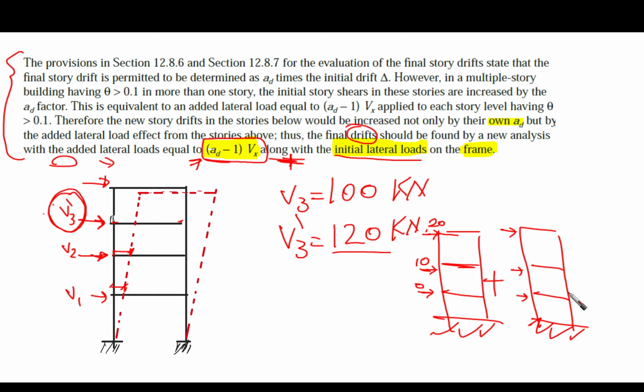Okay, similarly we are also going to do it for the shears on the columns and the straining actions on the girders and so on. They are going to be affected by the top stories' augmented shears. So this would be done by doing two sets of analysis and summing them up. Okay, the first one is AD minus 1, which means only the additional part of P delta without the initial part. And another one is the initial lateral loads only, which is Vx. Okay, that's it for this comment, and I think it's an important comment for us.